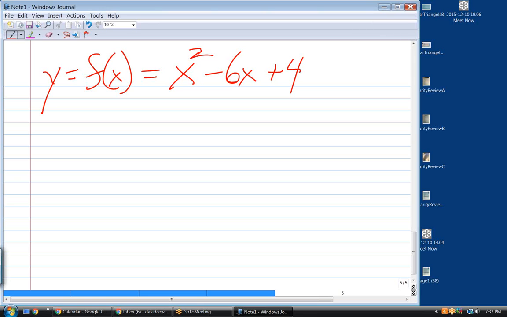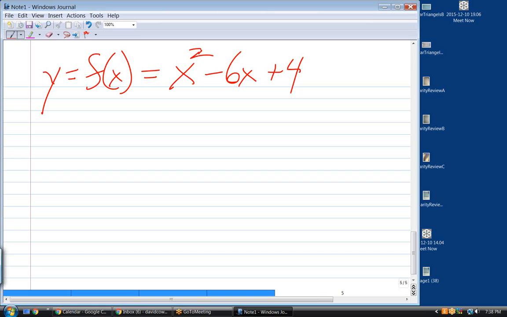Thinking for a second as to how to best answer this. First of all, I can see that that does not factor. There's no factors of 4 that are going to add to the number 6. Not 4 and 1, not 2 and 2. So if I was going to try to solve the zeros of this thing, I'd have to use the quadratic.